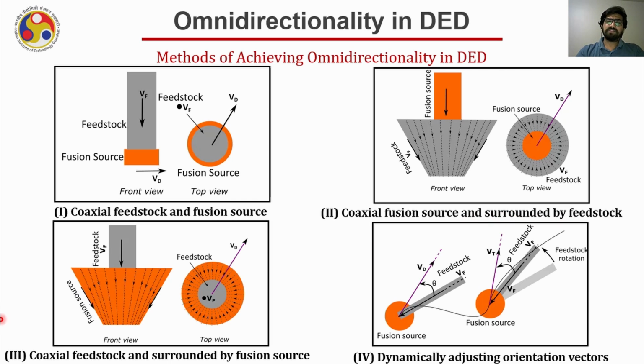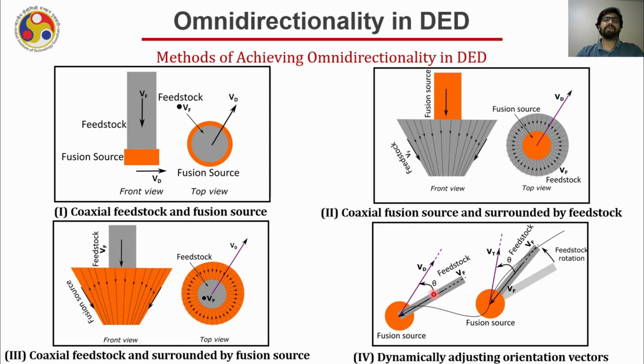The third method is coaxial feedstock surrounded by fusion source. In that case, the VF vector, or the vector corresponding to the material feed, will be at the center and it will be surrounded by the fusion source in the form of a cone. In that case, definitely the angle between VD, VF and VS will remain consistent if you move in any direction because the process has become symmetrical.